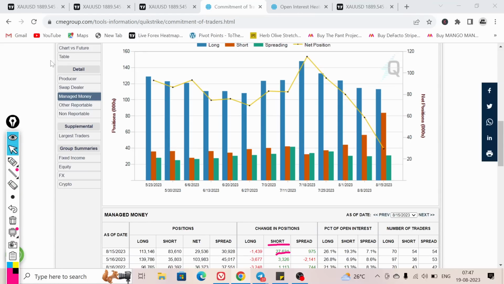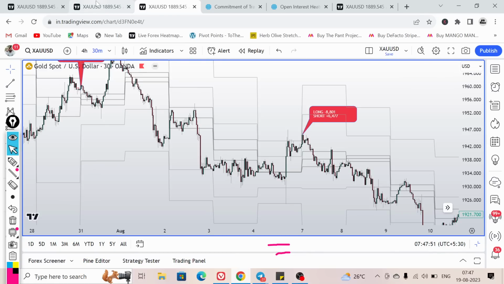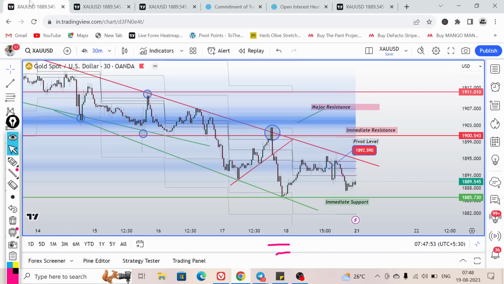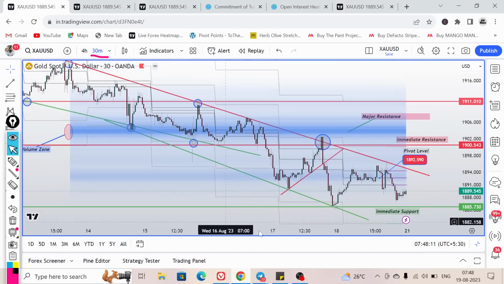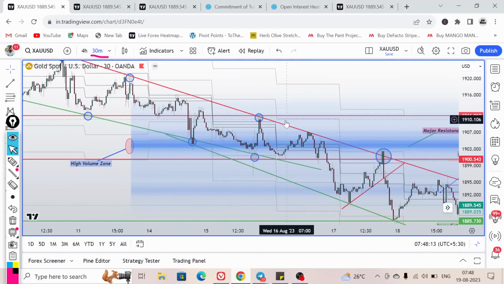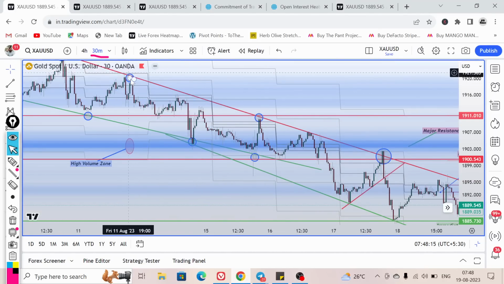So we have to look for sell positions from the price action point of view. Let's discuss that on the price action chart. This is the 30-minute chart, and I already shared this chart in the Telegram channel many times. You can clearly see that on the upside this red trend line is the major resistance.